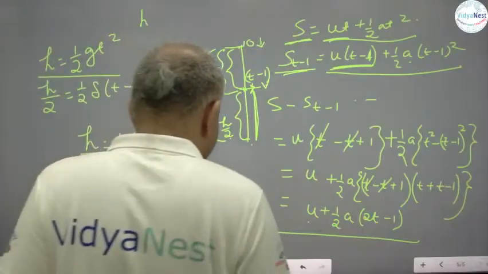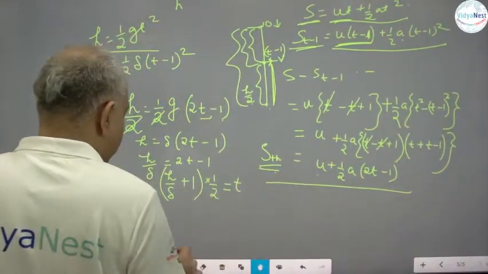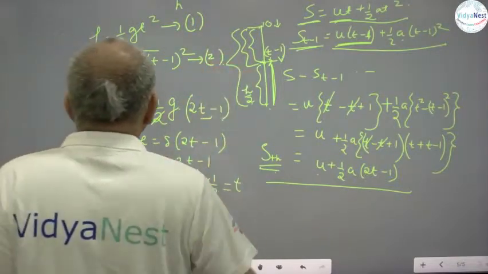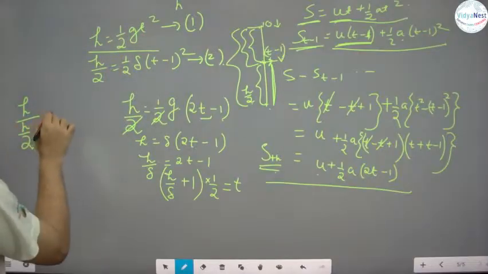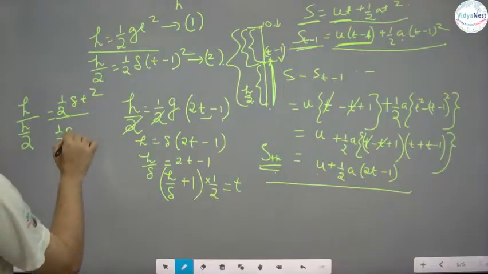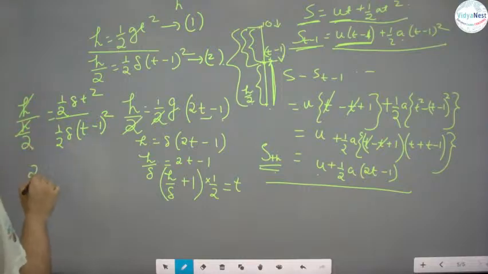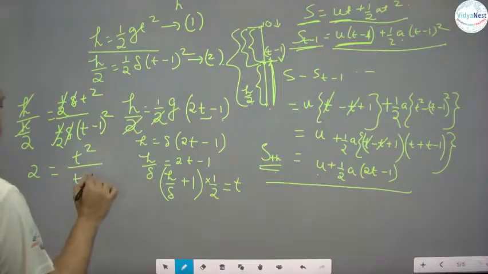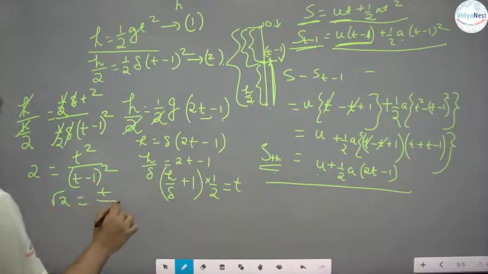So now, if I think that this is equation 1, and this is equation 2, then equation 1 by 2: h divided by h by 2 is equal to half g t square divided by half g into t minus 1 whole square. So h cancelling out, this 2 is going to come, the half g cancelling out, t square divided by t minus 1 whole square, isn't it? So now root 2 is equal to t divided by t minus 1.